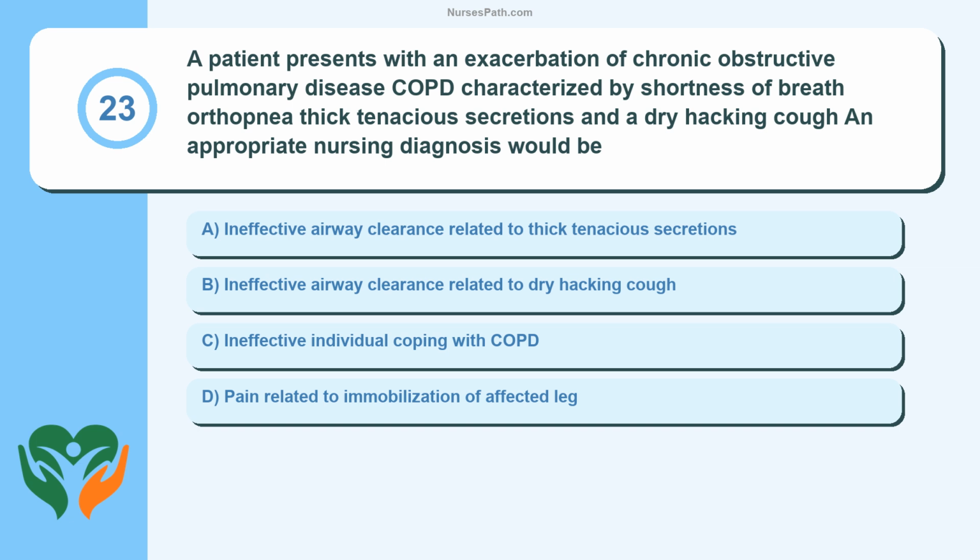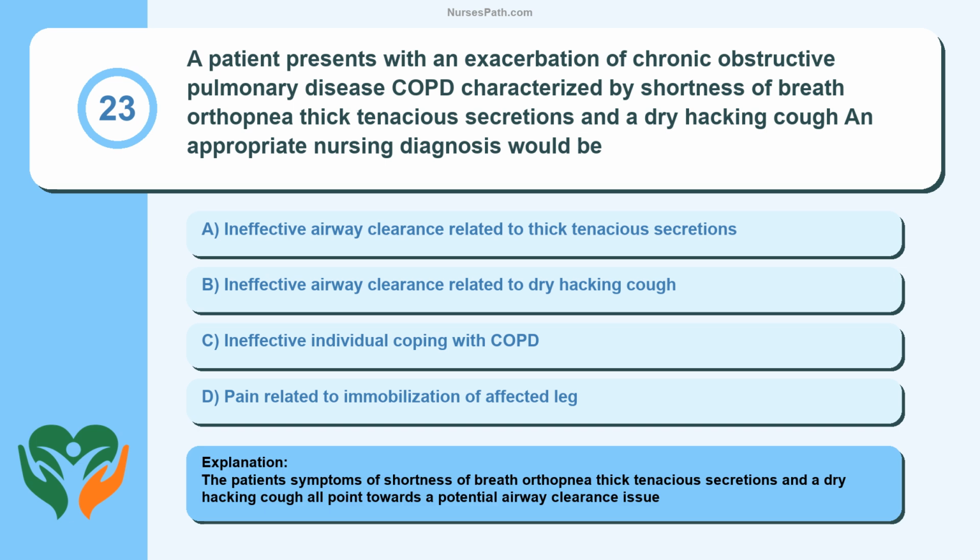Question 23. A patient presents with an exacerbation of chronic obstructive pulmonary disease (COPD) characterized by shortness of breath, orthopnea, thick tenacious secretions, and a dry hacking cough. An appropriate nursing diagnosis would be: ineffective airway clearance related to thick tenacious secretions, ineffective airway clearance related to dry hacking cough, ineffective individual coping with COPD, pain related to immobilization of affected leg. The patient's symptoms all point towards a potential airway clearance issue.